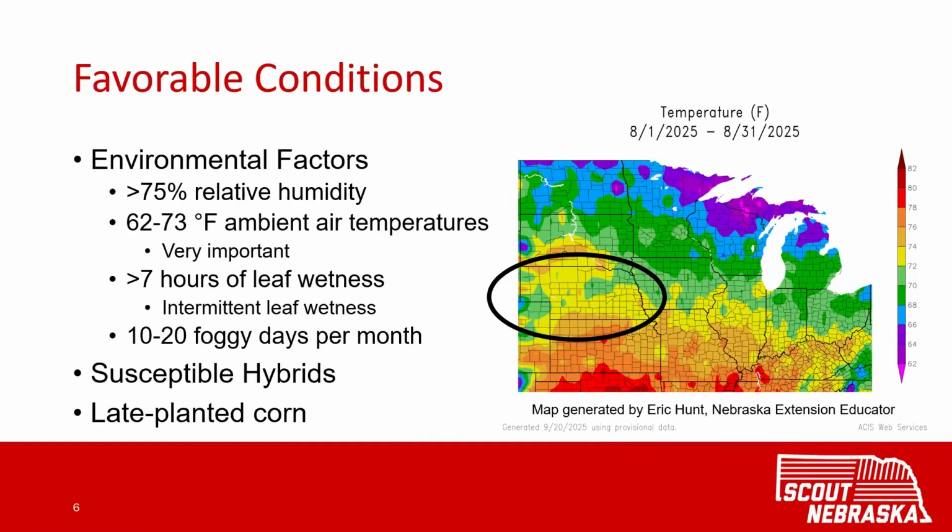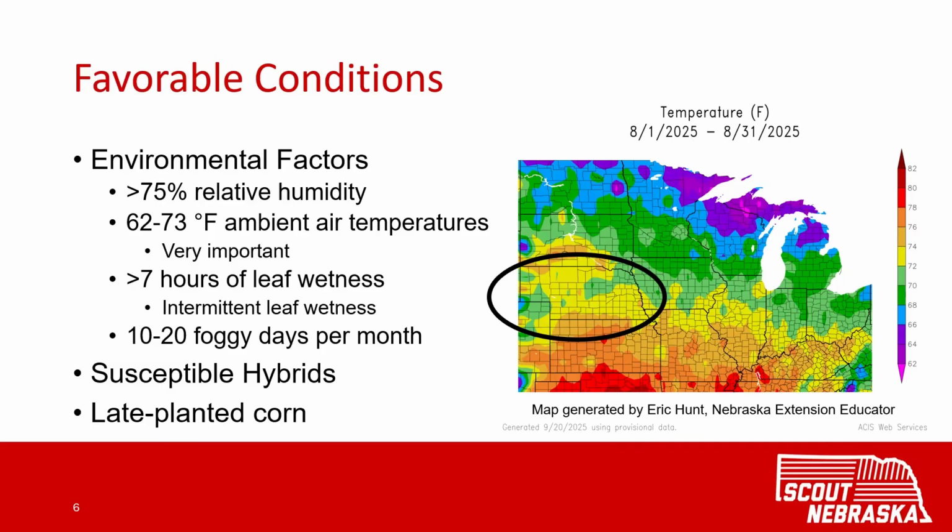And so the favorable conditions for tar spot are kind of greater than 75% relative humidity. We like humid conditions, moisture. However, there have been studies that show that really humid, consistently very humid conditions may restrict development. So there's a little bit of a sweet spot there of being humid but not too crazy wet.